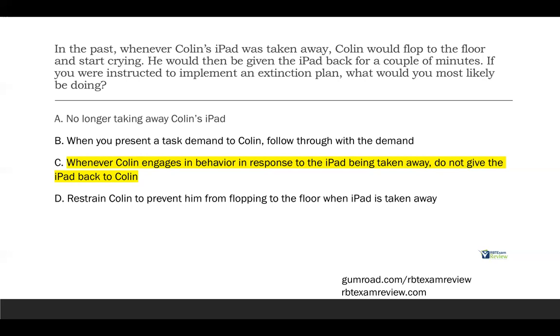Go over this a few times. If you don't understand it, it's going to give you a really good insight into how extinction functions. We want to know the function of the behavior. What kind of reinforcement are we withholding for a behavior in order to put that behavior on extinction? In this case, it's an iPad.